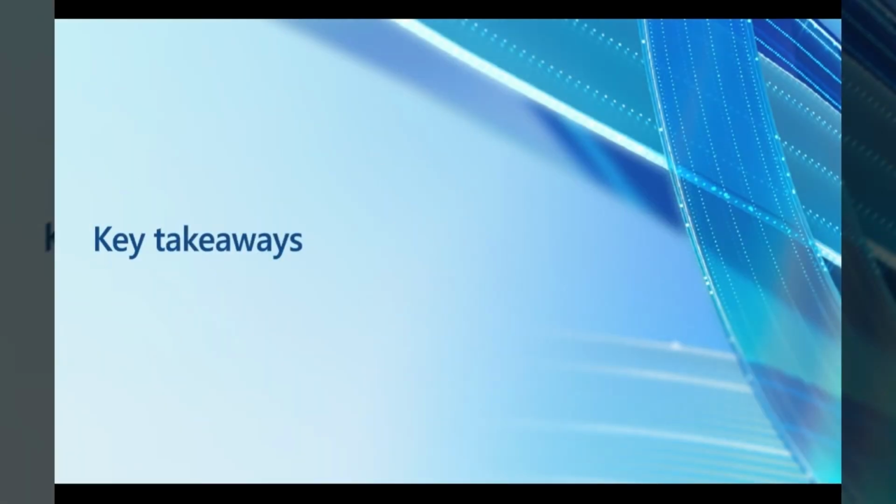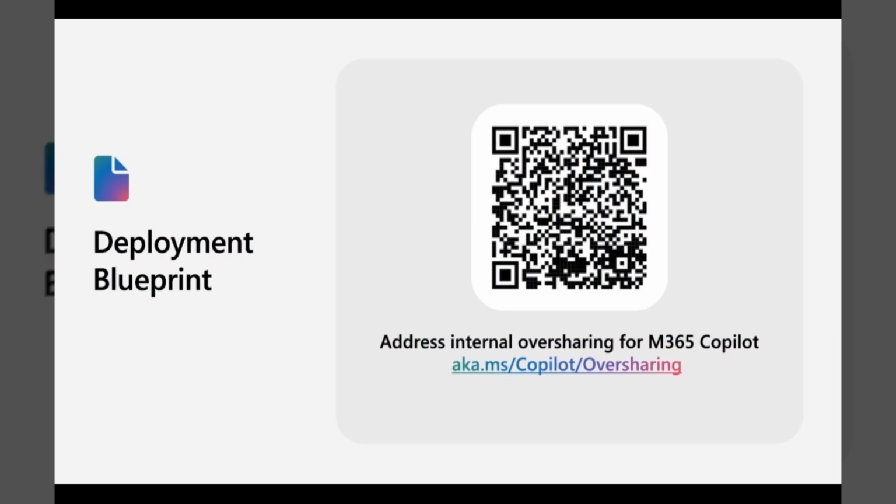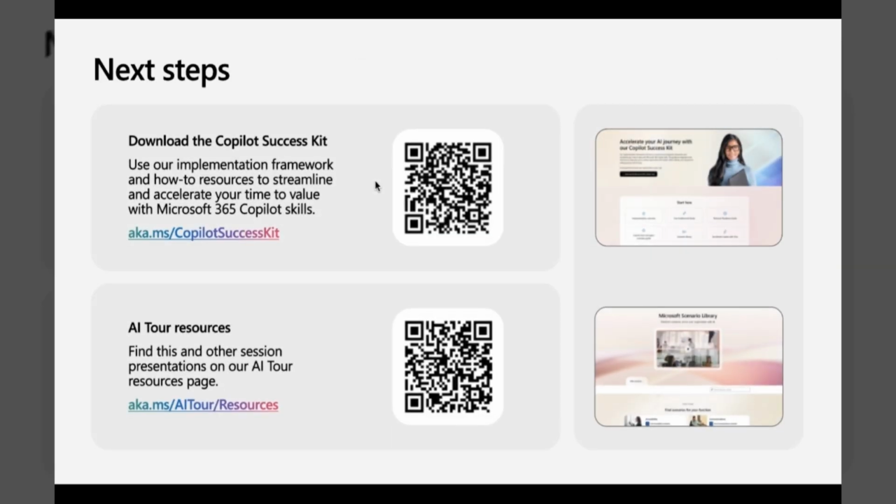Okay, so let's talk about some of the key takeaways. So we've made it to the end here. I want to share some resources with you that I want you to take some pictures of, or at least start to write down. The first is we talked about that deployment blueprint. So this is some things you can work through with the deployment blueprint, aka.ms/copilot/oversharing. You also have a couple of different other QR codes in here. We talked a little bit about the things that we can do to get started, and some of those skills and things that are out there. All of these are part of that success kit that's out there, so you can see the success kit. Download that and start to work through that. That will help you also with adoption.